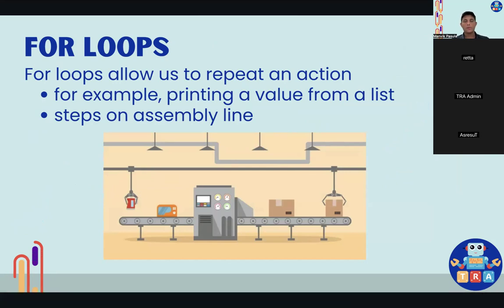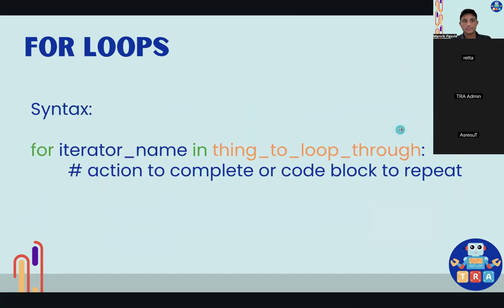Yeah, so for loops let us repeat an action, and they're kind of like steps on an assembly line, right? Each step goes 1, 2, 3, 4 till it's done, and then it packages and ships the item. Okay. So here's what the syntax of a for loop looks like. It's kind of weird looking, but let's break it down.